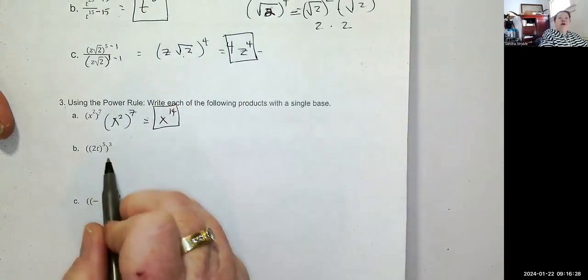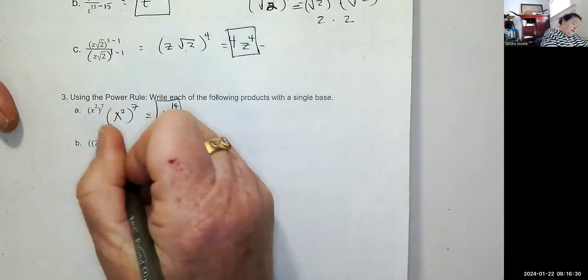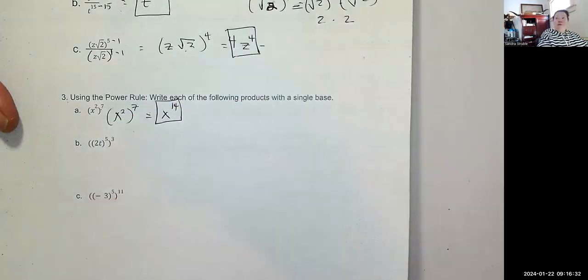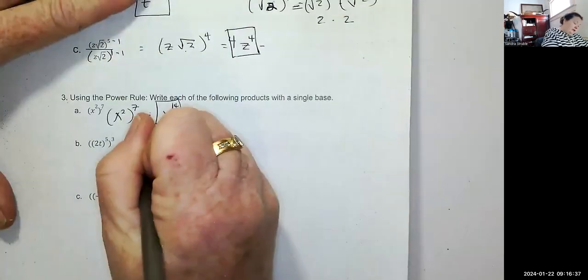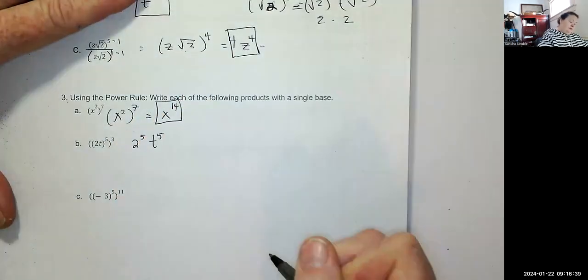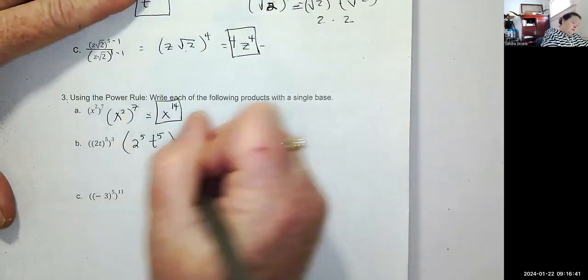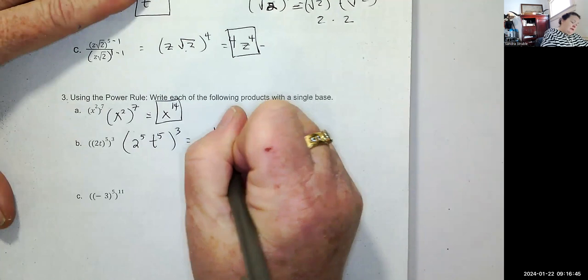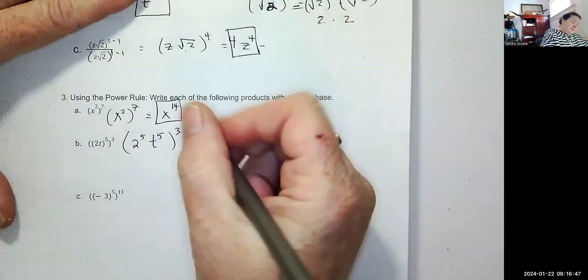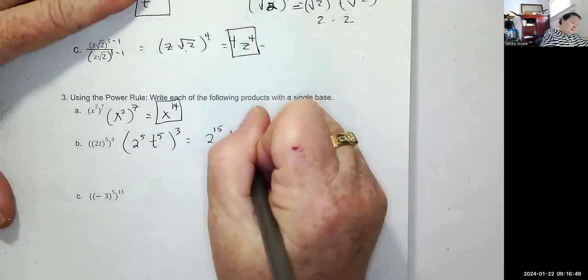2t to the 5th, and all of that to the 3rd. Well, this is taking 2t to the 5th. We start with the inner one first. So that becomes 2 to the 5th, t to the 5th. And then we want to cube it. So that becomes 2 to the 15th, because remember, you multiply your exponents, t to the 15th.